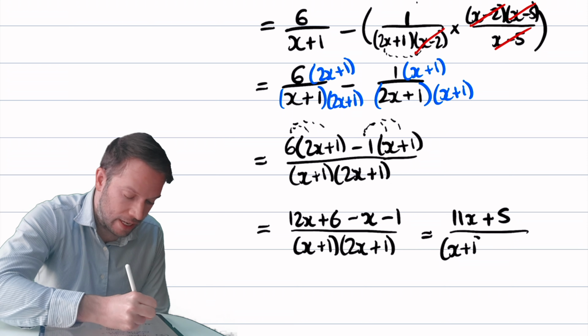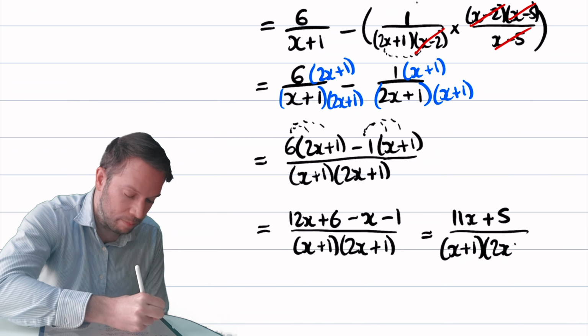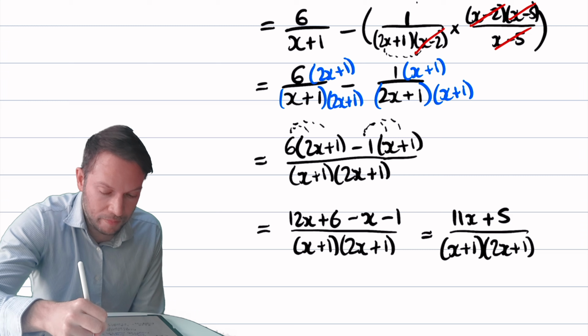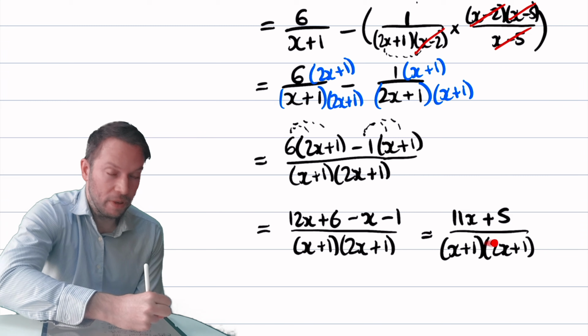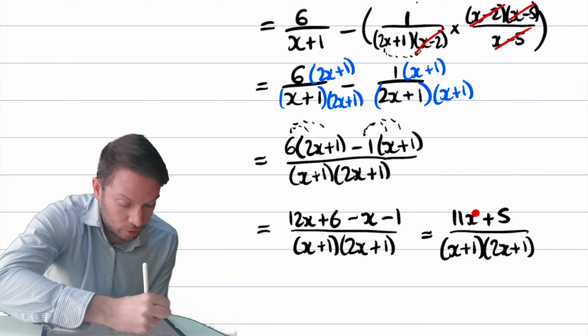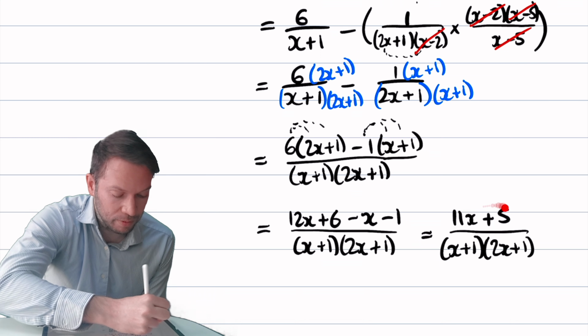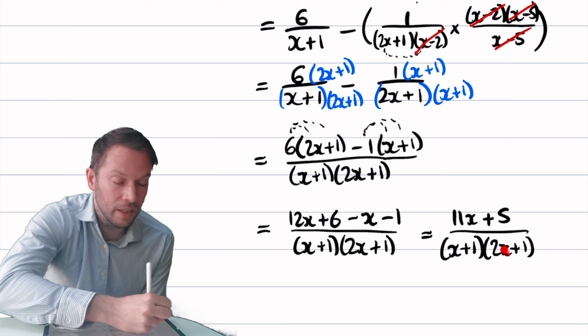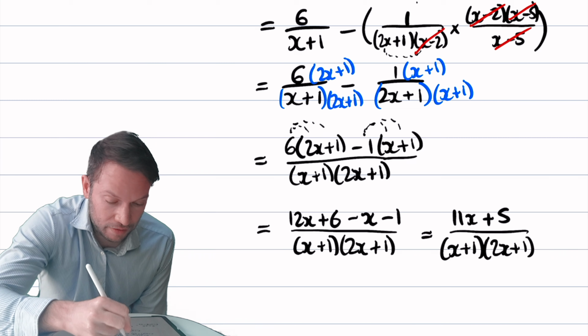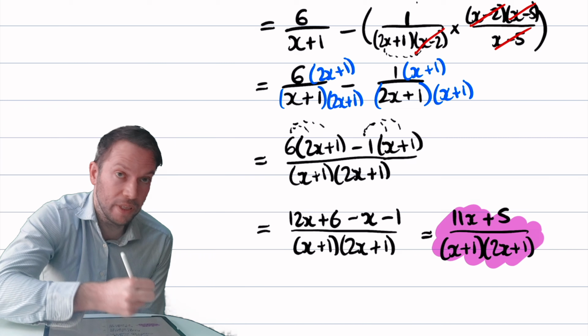The reason I left the denominator as it was is because sometimes you'll find that the numerator and the denominator have a factor in common. Unfortunately, there's nothing else you can factorize out of this numerator, and 11x plus 5 certainly doesn't cancel with either of these factors at the bottom. So that is the final answer. That's as simple as we can get it, and we're done.